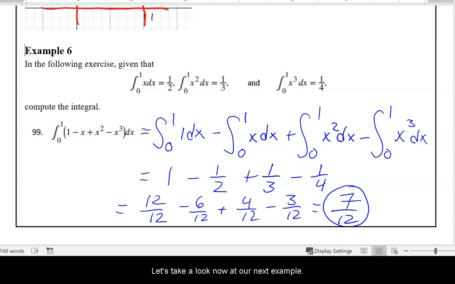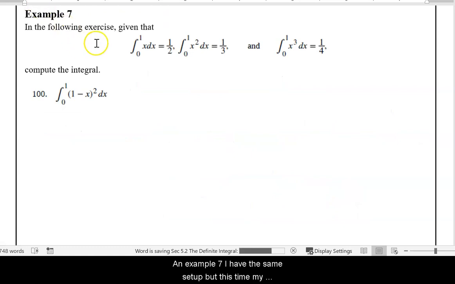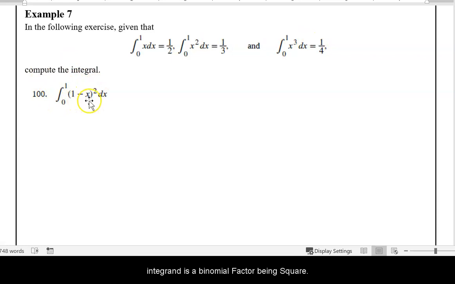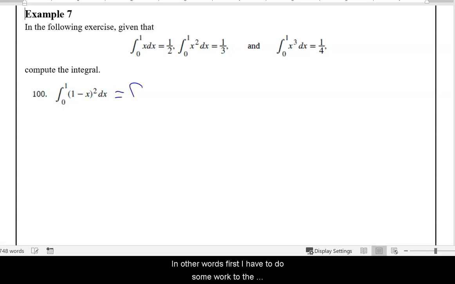Let's take a look now at our next example. In example 7, I have the same setup, but this time my integrand is a binomial factor being squared. In order to compute this, I will need to multiply out the binomial squared, since I don't yet have any techniques to allow me to integrate it without it. In other words, first I have to do some work to the integrand to get it into a sum or a difference, so I can split it up. I have no rules for products or powers at this point.